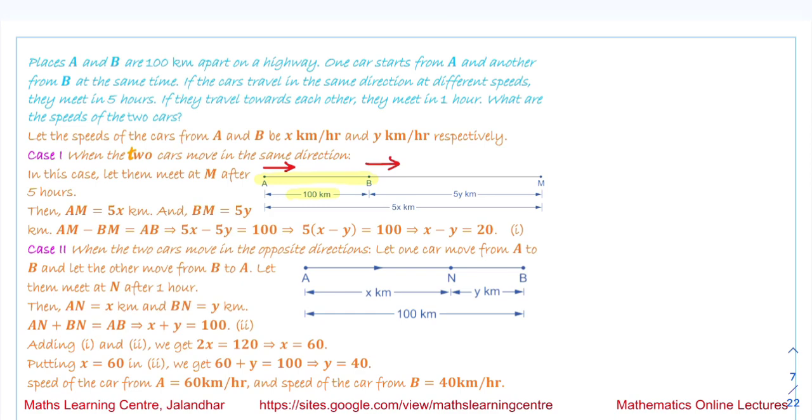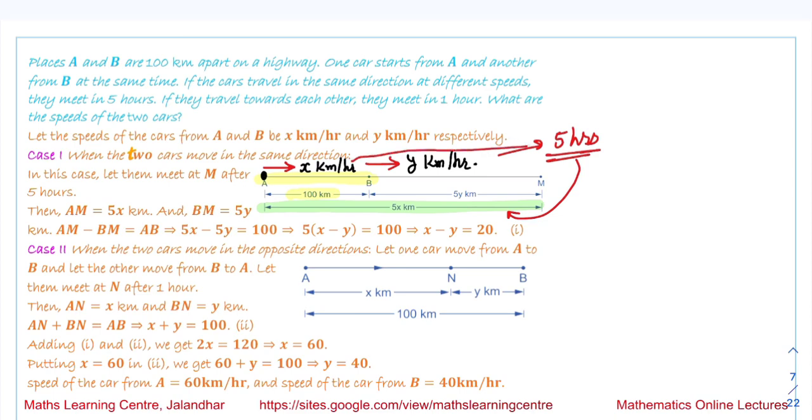Now suppose the speed of the car starting at A is x km per hour, and the speed of the car starting at B is y km per hour. So the distance traveled by the car starting at A will be 5x km. The total time it has traveled is 5 hours. So the distance traveled by the car whose speed is x km per hour is 5x kilometers, and the distance traveled by the second car will be 5y kilometers.